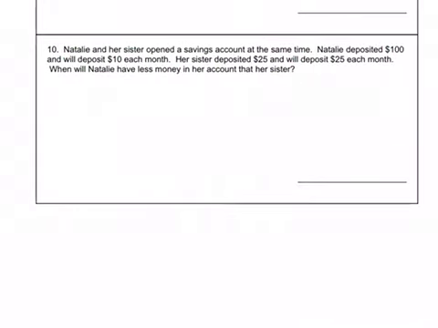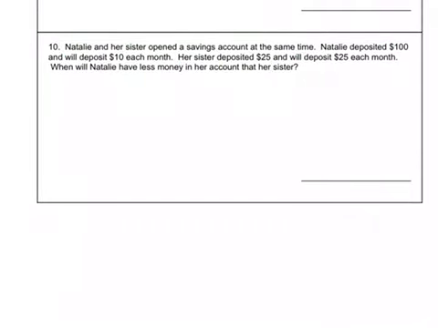And for the last one, problem 10, Natalie and her sister opened a savings account at the same time. Natalie deposited $100 and will deposit $10 each month. Her sister deposited $25 and will deposit $25 for each month. When will Natalie have less than her sister? So where will Natalie be less than the sister?